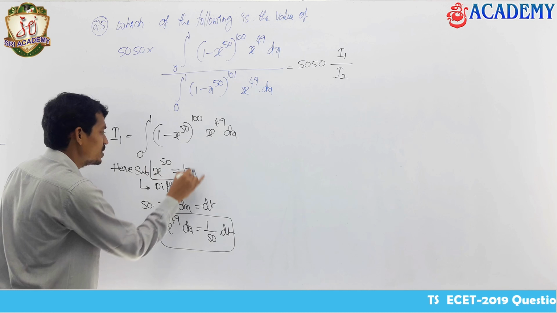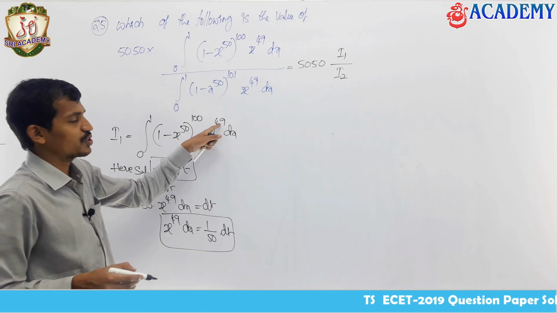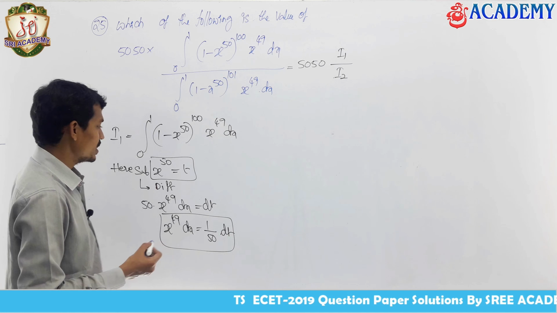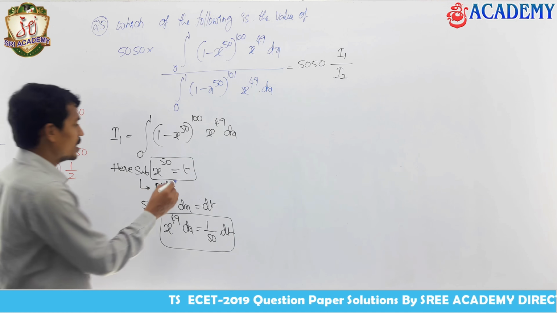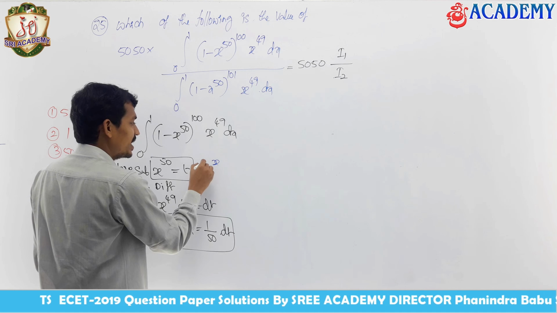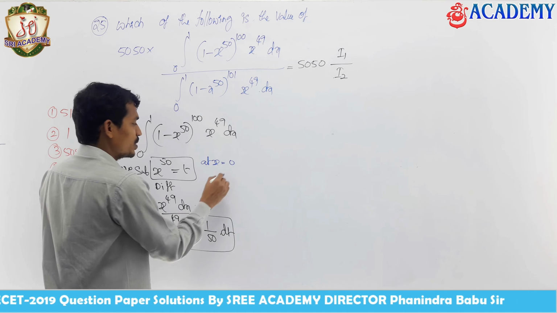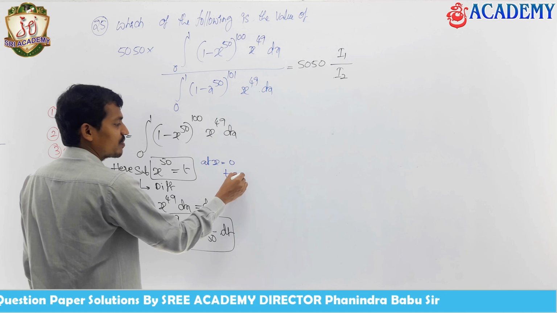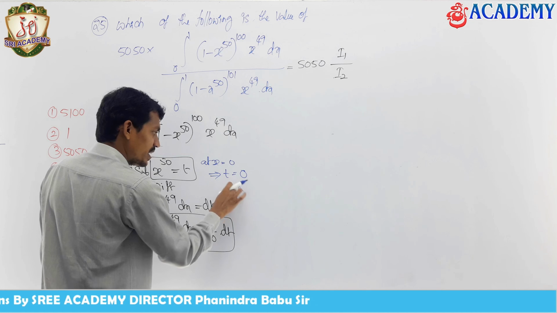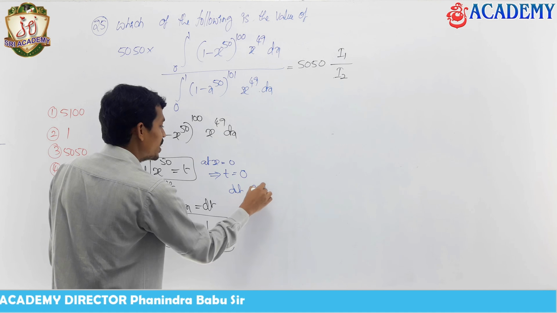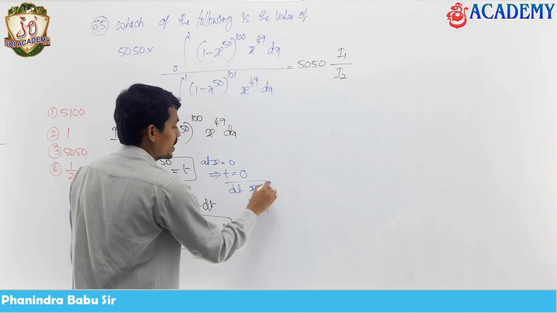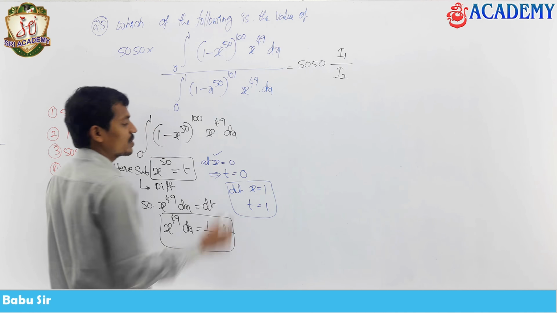By using these two equations, in this we have x to the power of 49 also. I am modifying this question here. I am replacing x to the power of 50 equal to t. If you take x equal to 0, you will get t equal to 0 power 50, which is nothing but 0. At x equal to 1, you will get t equal to 1 to the power of 50, which is nothing but 1. X equal to 1, it's going to be 1. X equal to 0, it's going to be 0.